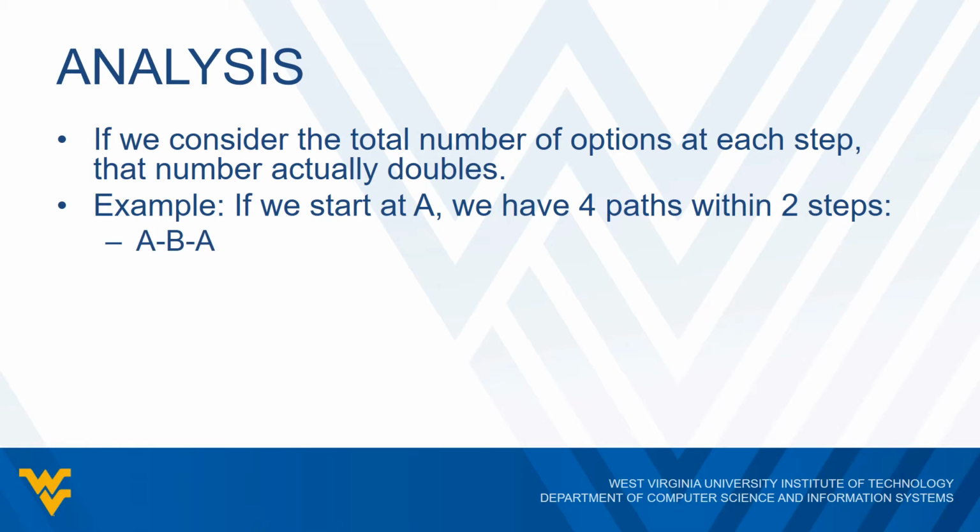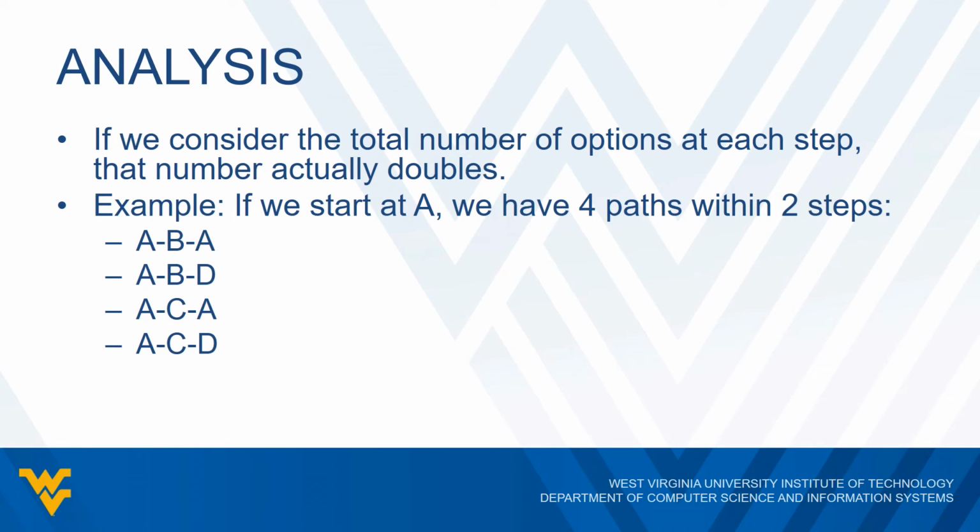We can either do A to B, then back to A. We would have A to B to D. We would have A to C, then back to A. Or we would have A, C, and then D. So these are the 4 possible paths within 2 steps.